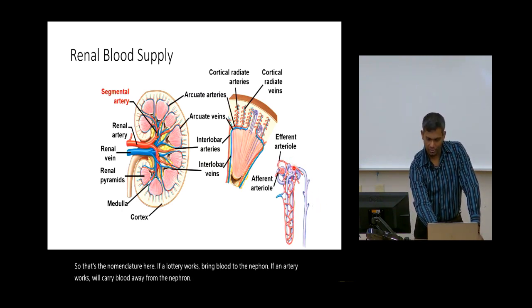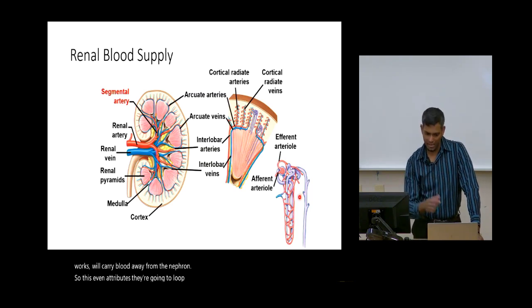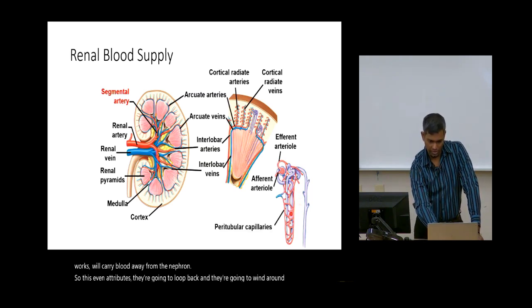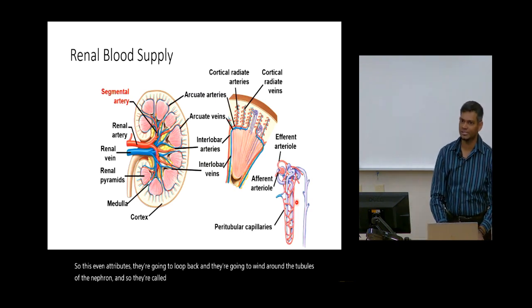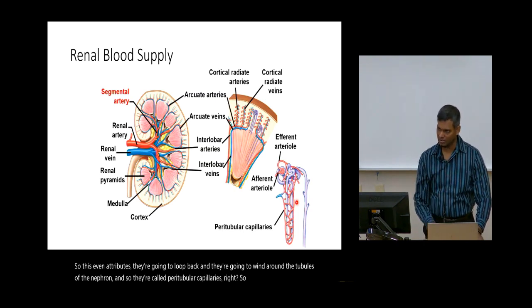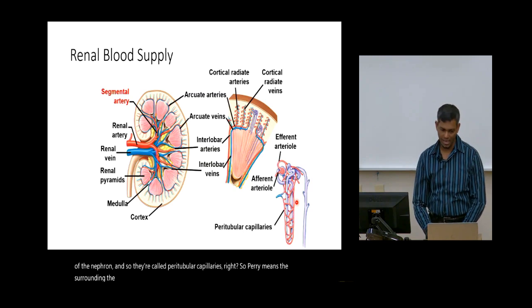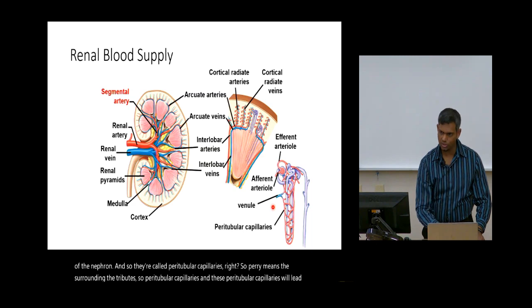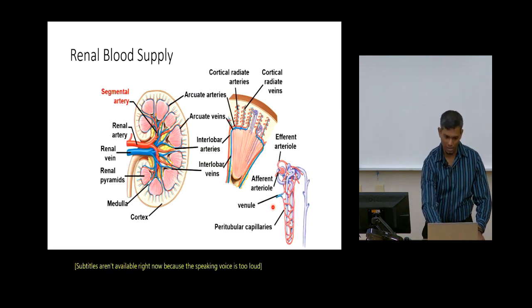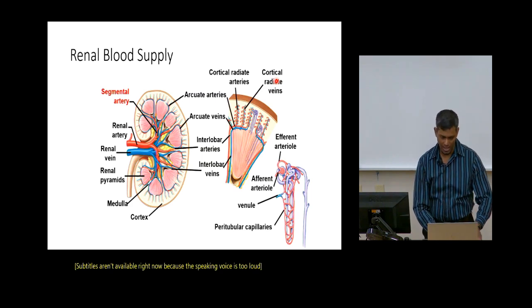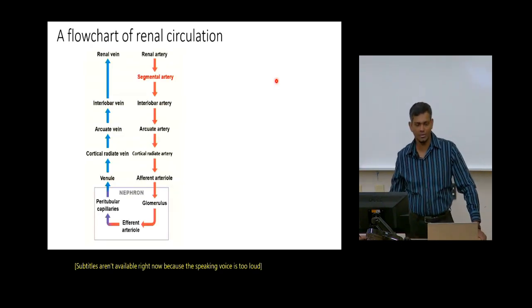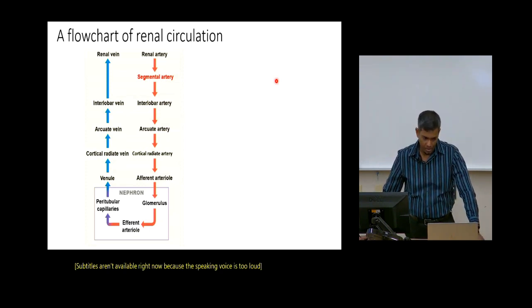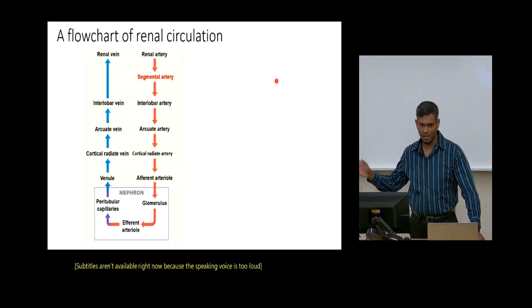So these efferent arterioles, they're going to loop back and wind around the tubules of the nephron, and so they're called peritubular capillaries, right? So peri means they're surrounding the tubules, so peritubular capillaries. And these peritubular capillaries will lead to a venule which is going to carry the filtered blood to the cortical radiate veins. Okay, so this is how the blood flows, and this representation here will actually explain the direction of the blood flow. So the good news is I don't need you to memorize all of this.